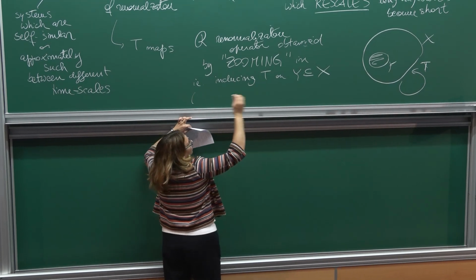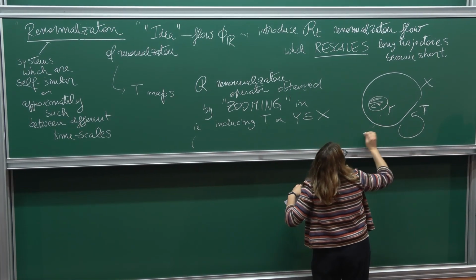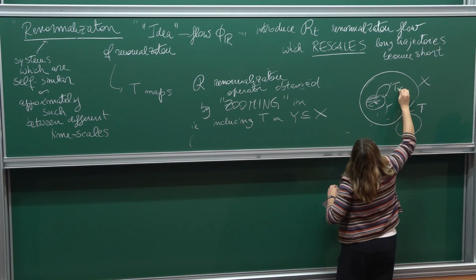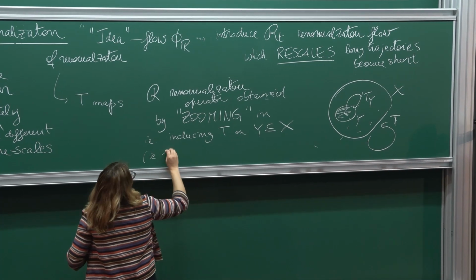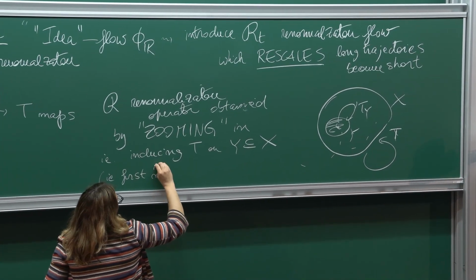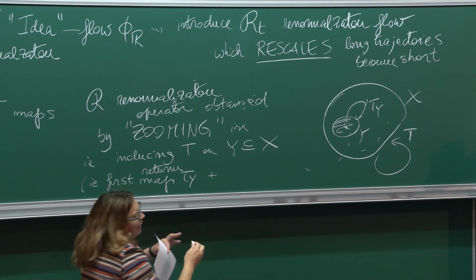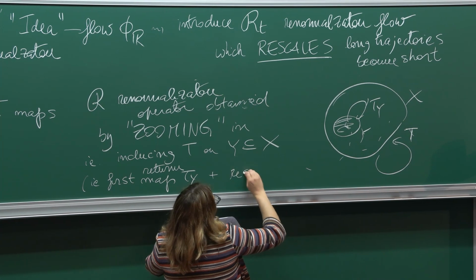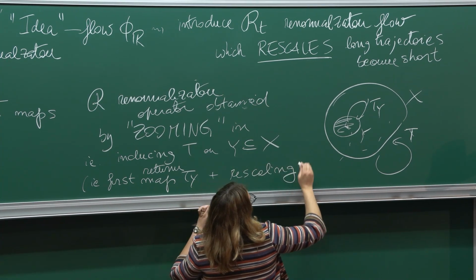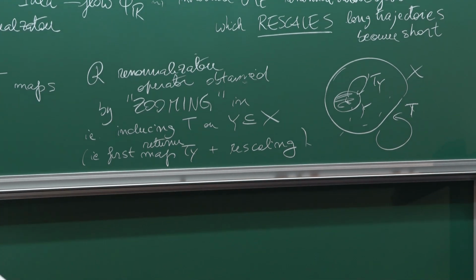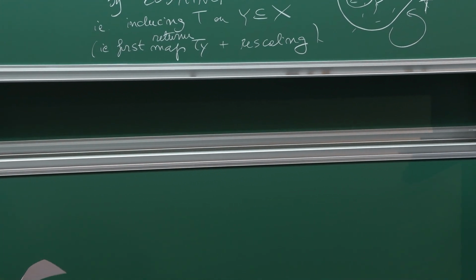For example, by considering the first return. So I take a point, and I wait until I'm back. So you have the first return map, and then rescaling the space, so that the space, for example, has again measure 1 if you start with an invariant probability measure or some form of it. OK, so this is a very vague idea, but I want to show you concretely some simple examples.